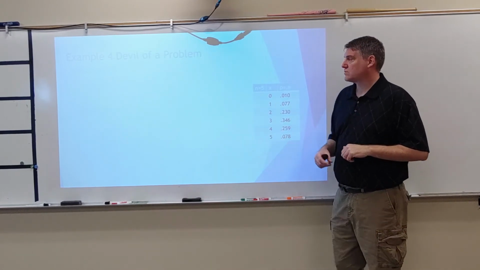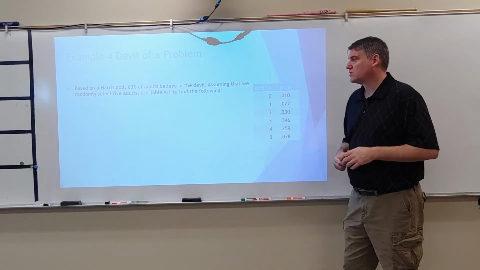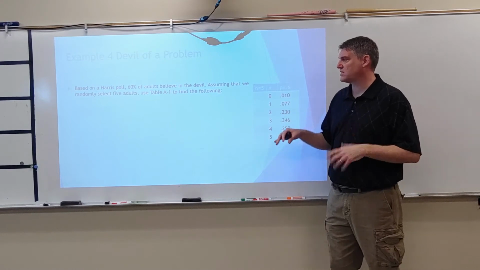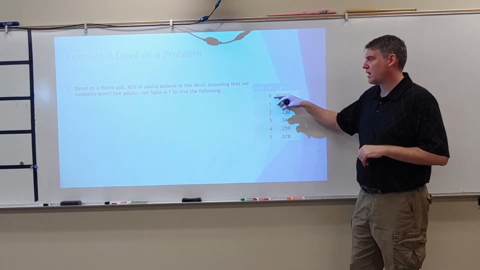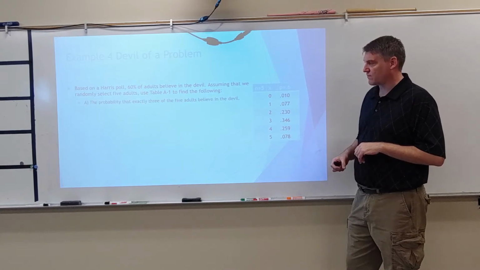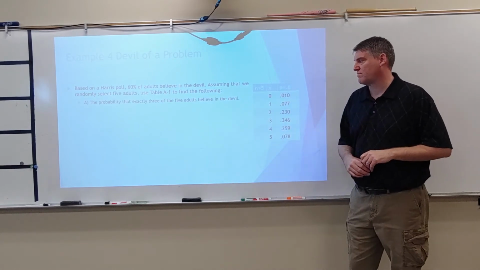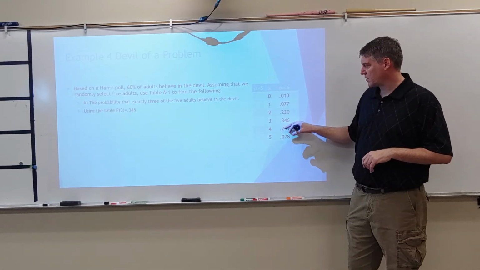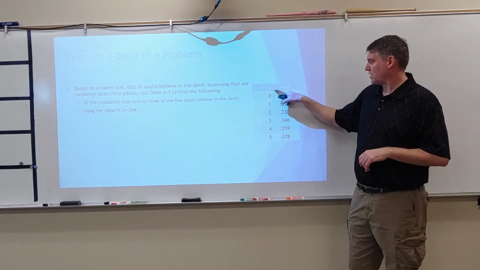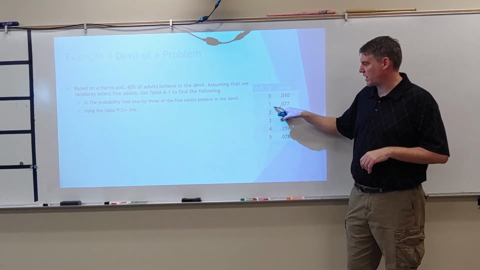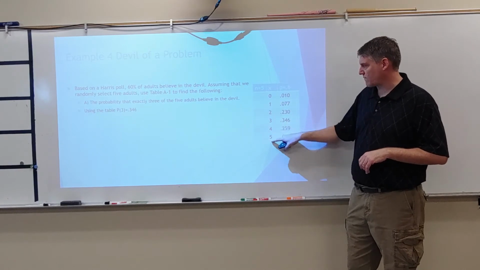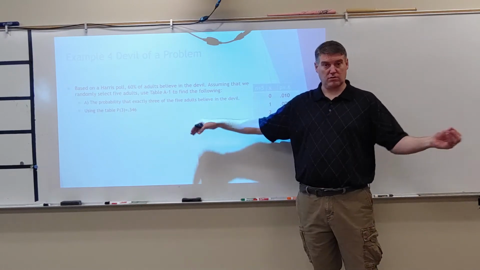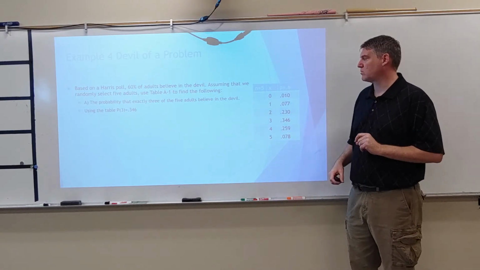Okay. So example 4, a double of a problem. So based on a Harris poll, 60% of adults believe in the devil. Assuming that we randomly select 5 adults, use table A1 to find the following. The probability that exactly 3 of the 5 adults believe in the devil. Okay, so here's my table. So here's n equals 5. Here's the probability that 0 of them believe, 1, 2, 3, 4, 5. So I look over here. Here's my probability, 0.346. So, okay, exactly 3 people believing out of 5 is 0.346.